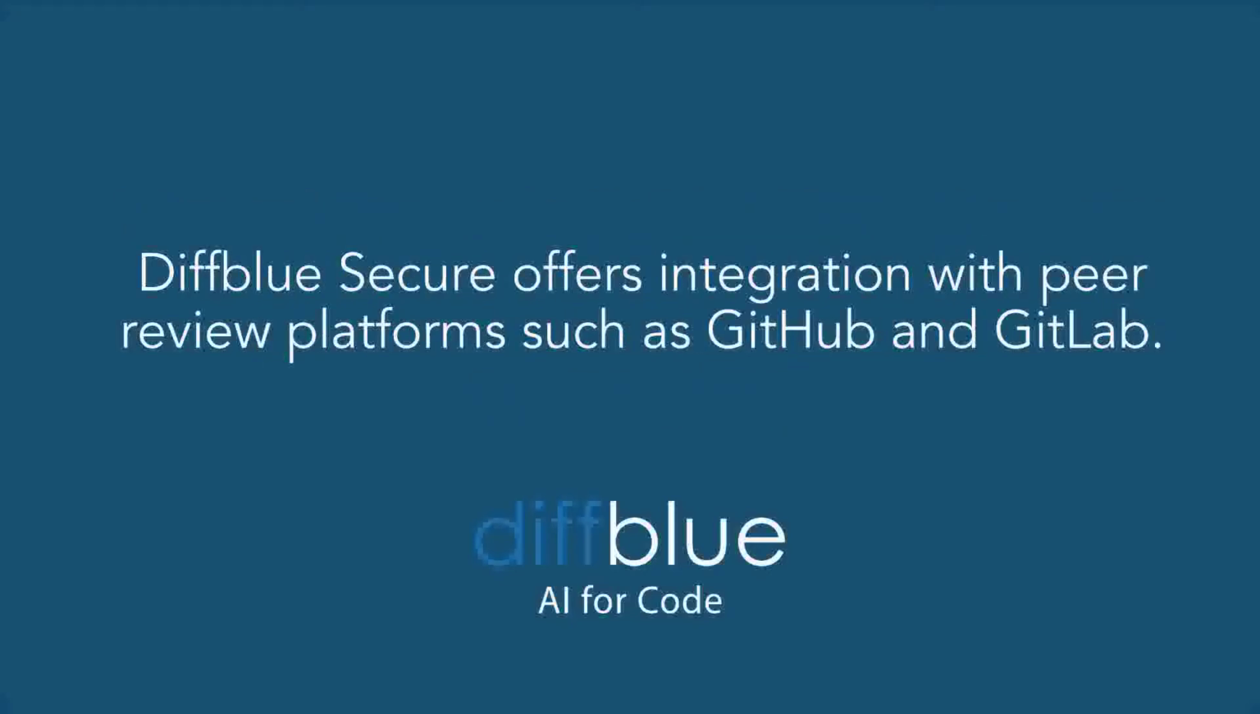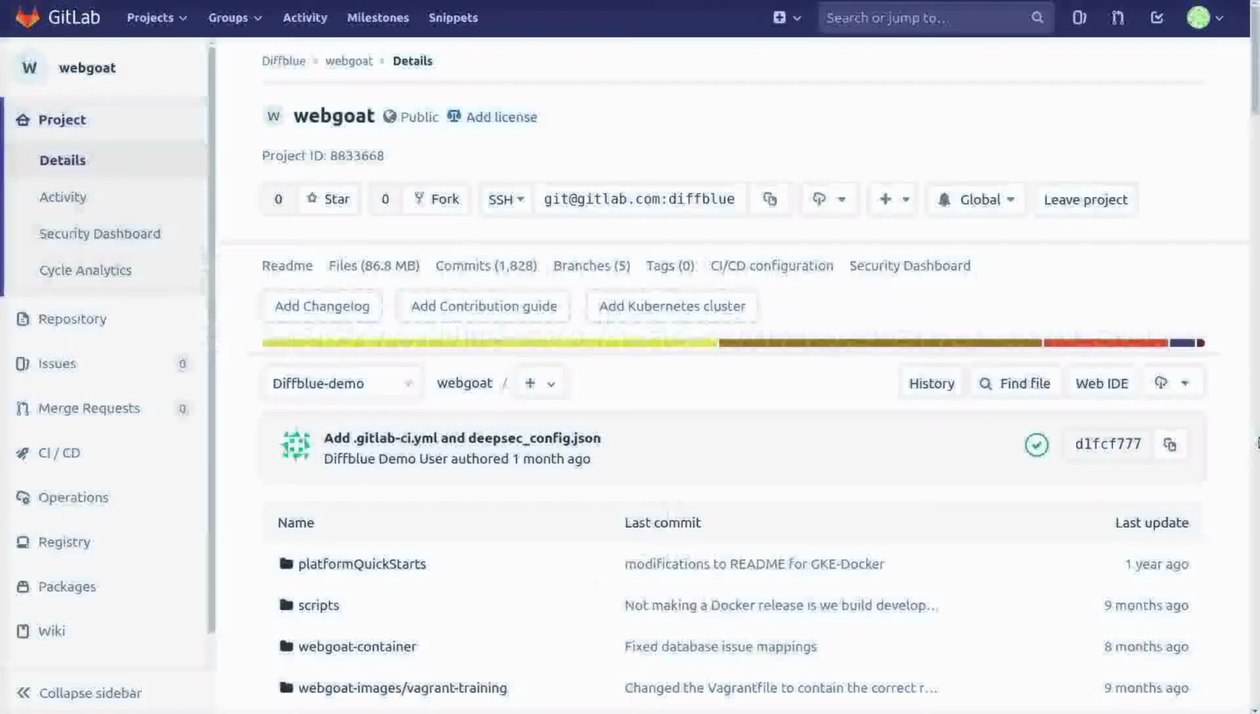Diffblue Secure offers integration with CI platforms, so today we're going to be demonstrating integration with GitLab. If you're using Jenkins or GitHub, the integrations are pretty similar. And so let's dive in. So we are going to be running over a project called WebGoat. This is a fairly well-known demonstration of security vulnerabilities, so we will be expecting to find vulnerabilities in this application.